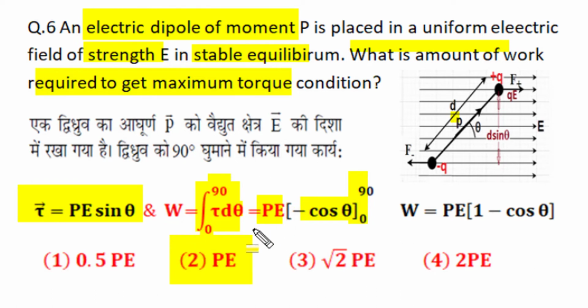Now to find out the amount of work done from stable equilibrium to any theta angle position, this limit becomes 0 to theta, and this becomes, with cos 0 being 1, P(1 minus cos theta). So if a dipole moment from stable equilibrium position is rotated by an angle theta, the amount of work done becomes P multiplied by (1 minus cos theta). And if our rotation is from stable equilibrium to unstable equilibrium, that means from 0 degree to 180 degree, cos 180 becomes minus 1. So our work becomes 2P for rotation of dipole moment from stable equilibrium condition theta 0 to unstable equilibrium condition theta 180.